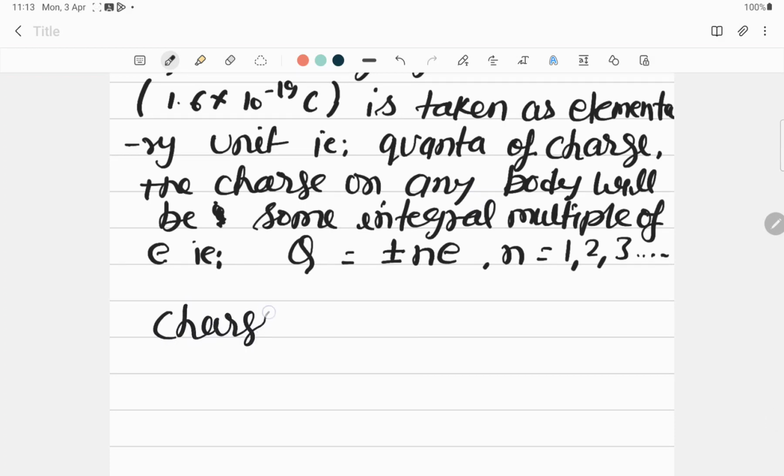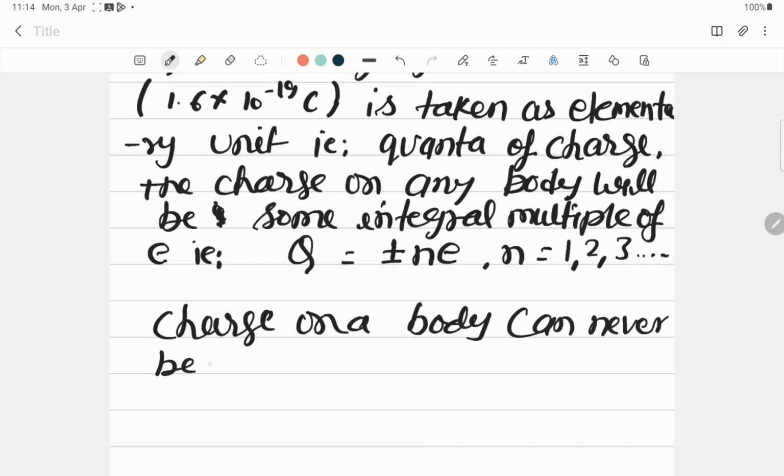It also means that the charge on a body can never be plus minus 2 by 3 e, plus minus 17.2 e, or plus minus 10 to the power minus 5 e, etc.